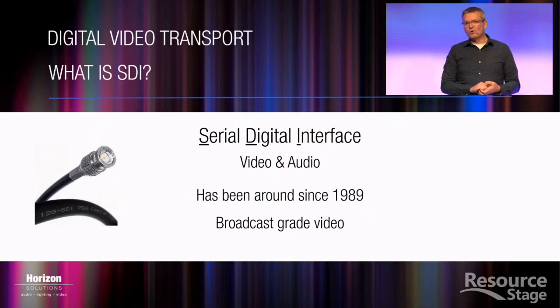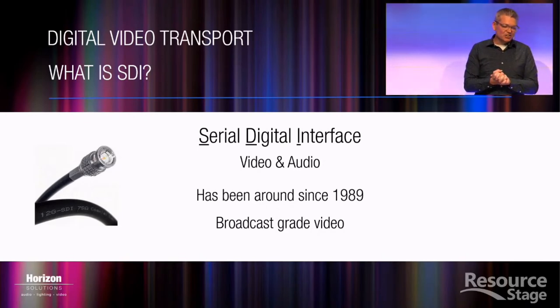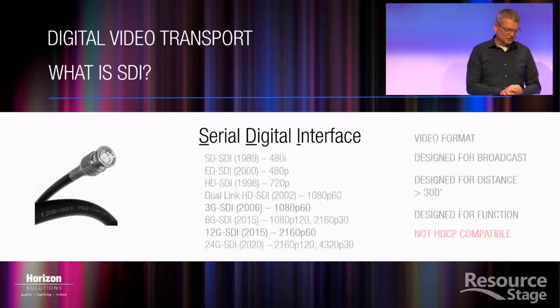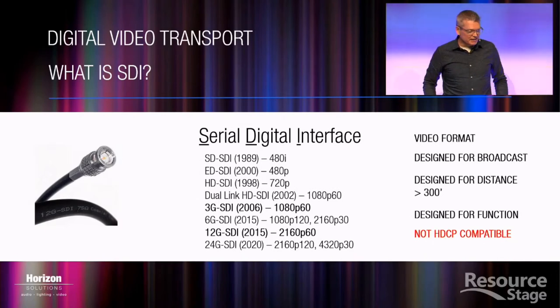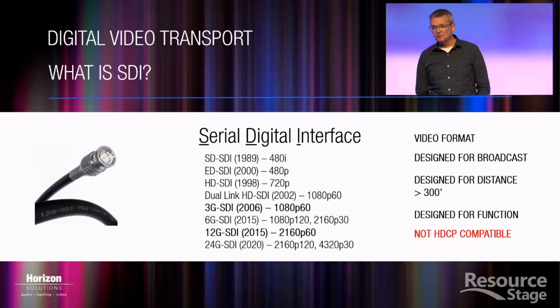SDI has been around since 1989. It started out as a broadcast-grade video product. I've got a slide here that's going to help me. Standard SDI started out in '89 at 480i. They upgraded a year later, 11 years later, to 480p. So we went from an interlaced video signal to a progressive signal.